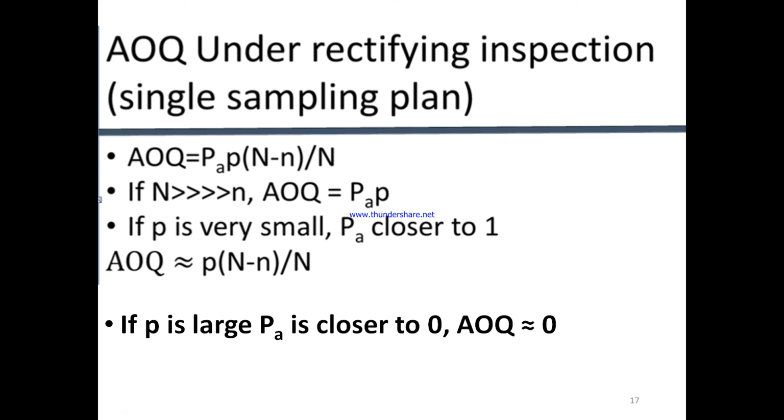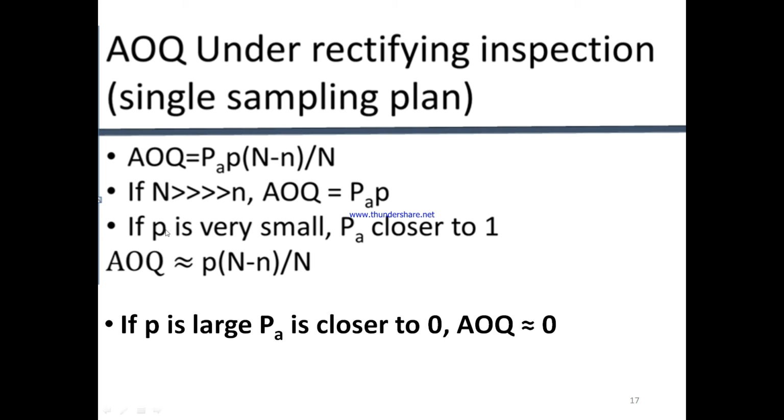So in this case, first imagine your lot size is very large. Right? So when you compare your sample with the lot size, if the lot is very, very large, we can take N minus n as equal to capital N. So that is capital N divided by capital N would be very close to 1. So in that case, if your lot size is very large compared to the sample size, average outgoing quality is equal to PA times p. That is the proportion of the defectives multiplied by the probability of accepting, right?